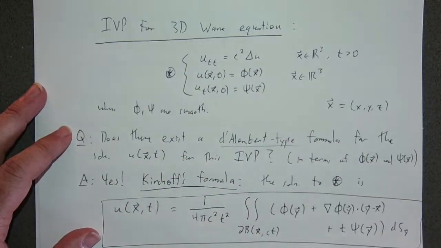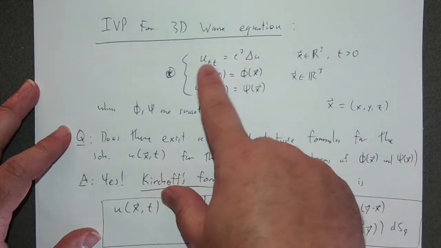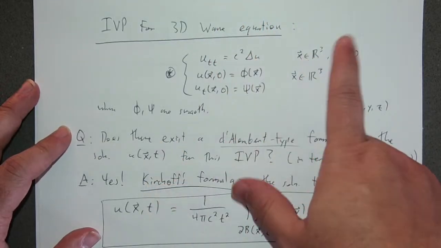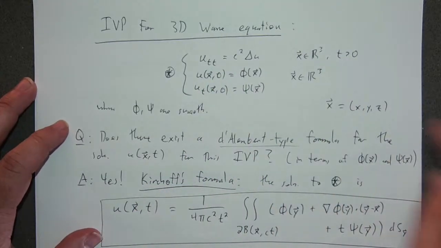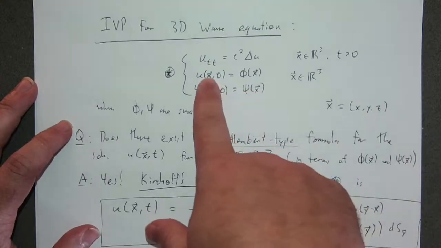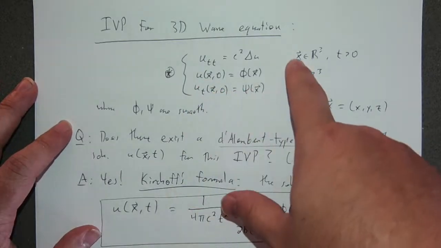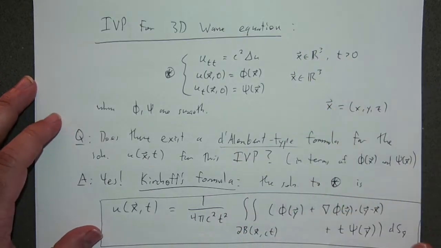This is the 3D Laplacian, of course. So we have the wave equation on all of R3, for t greater than 0. We have initial data here, phi and psi, so similar notation as before. Now, of course, x is a vector denoting a point in space, in R3.